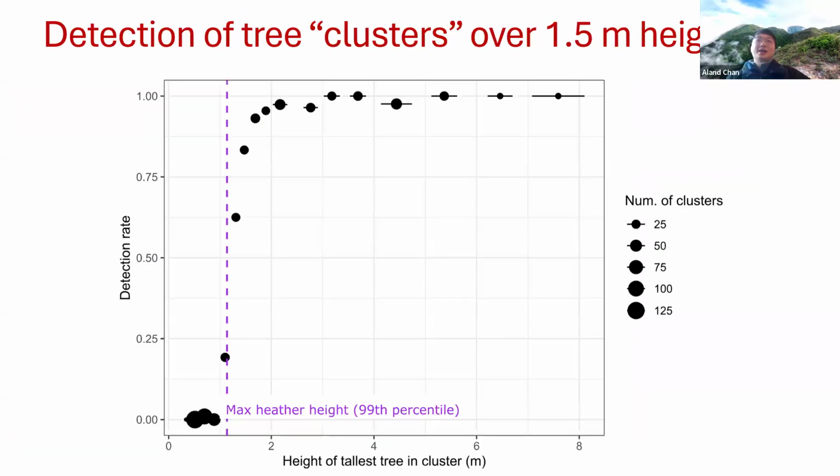And we also tested how sensitive this algorithm is, and we found that for anything over 1.5 meters in height, basically poking above the maximum heather height of the landscape, as long as it reaches a height that is taller than the heather, the algorithm was able to pick it up quite effectively. So once you get to something like 1.7, 1.8 meters, we're detecting over 80%, over 90% of all of these tree clusters.